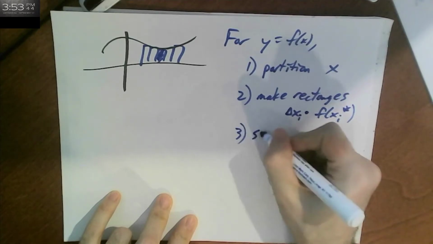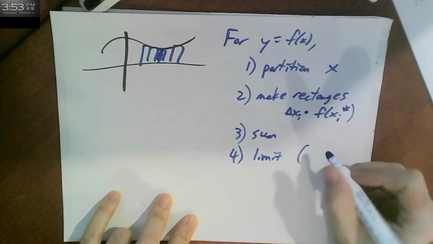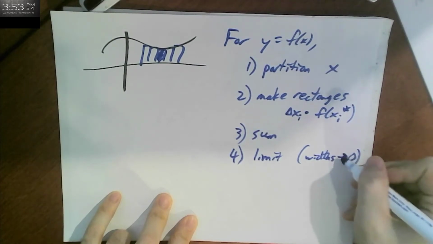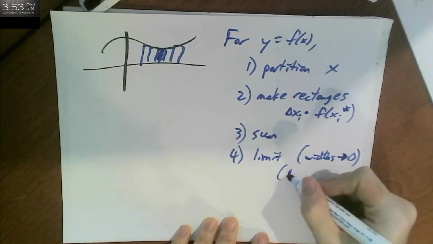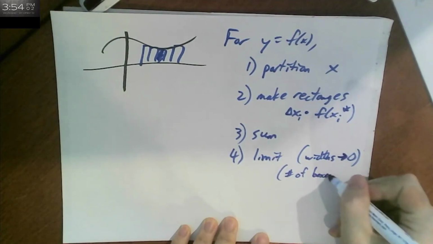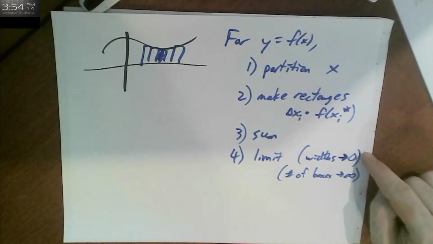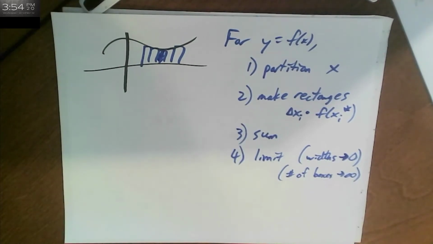3, we summed these up, and 4, we took a limit. Specifically, our limit was as the widths went to 0, as each box width went to 0. More commonly, we talked about the number of boxes going to infinity, which for a regular, even partition is the same thing. But for an irregular partition, it doesn't have to be. Width going to 0, the width of each box, is really what matters most. But in practice, we use a regular partition and the number of boxes goes to infinity.